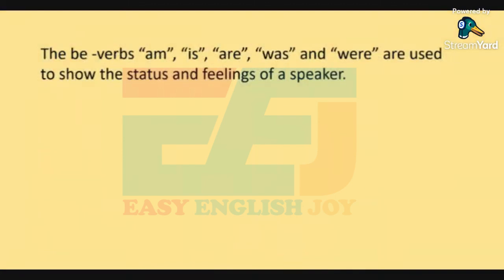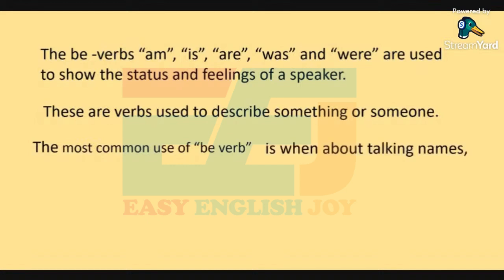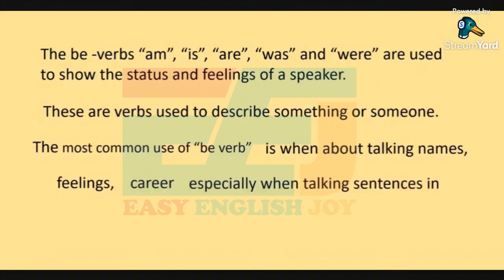The be verbs am, is, are, was, and were are used to show the status and feelings of a speaker. These are verbs used to describe something or someone. The most common use of be verb is when talking about names, feelings, career, especially when talking sentences in present or in past form.